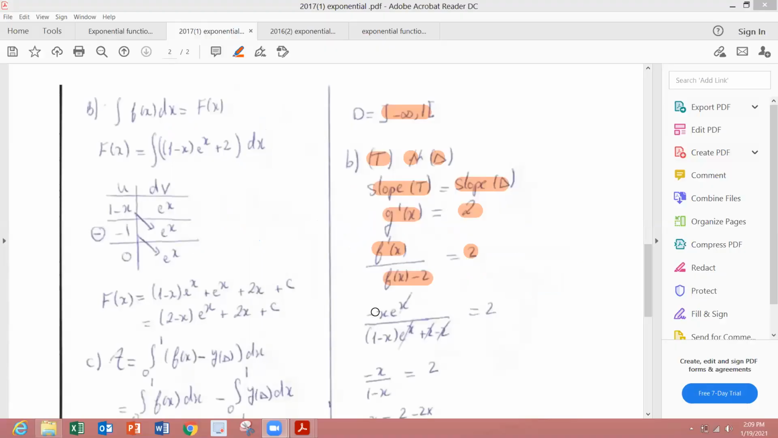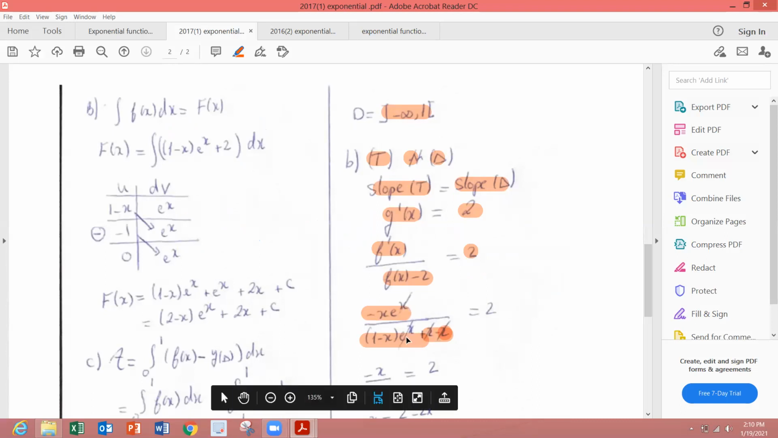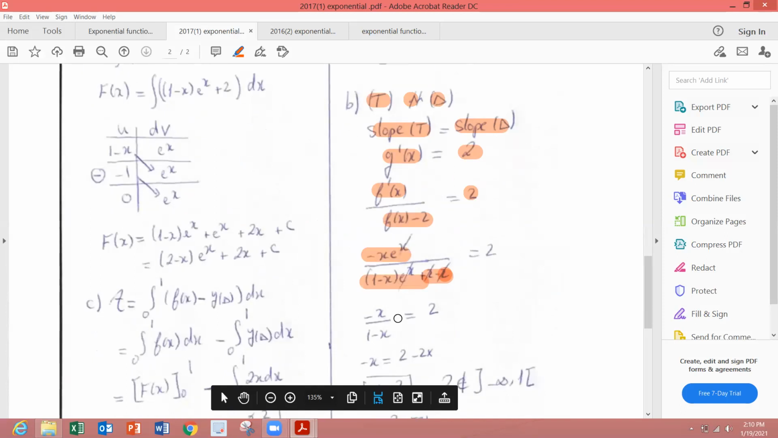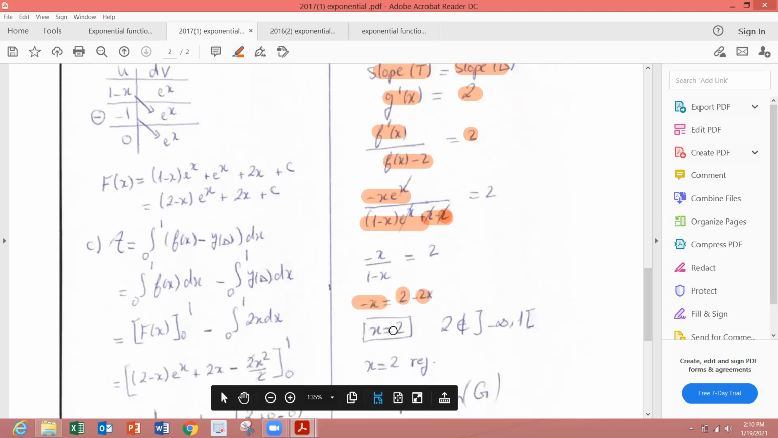f prime x was determined: minus x e to the x. We found it in the previous part. And f(x) minus 2: 2 minus 2 is 0. The e to the x terms cancel and can be simplified. Then minus x over 1 minus x equals 2. Cross multiplication: minus x equals 1 times 2, which is 2, minus 2x. Then x equals 2.